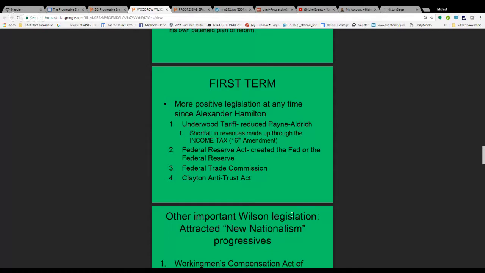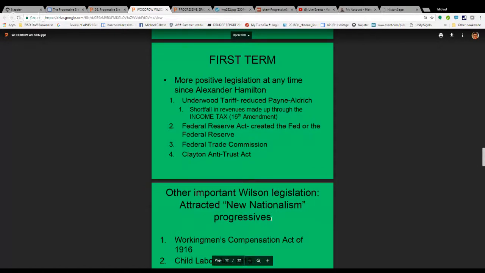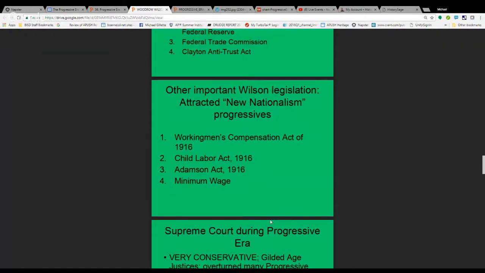All right, so other important Wilson legislation, of course, you've got the Workmen's Compensation Act, which helped workers who got hurt at work. We see a Child Labor Act, which eventually the Supreme Court will strike down. The Adamson Act established the 8-hour workday for all employees on trains in interstate commerce. Not the 40-hour work week, I'm sorry, I was wrong. And of course, the creation of a minimum wage.